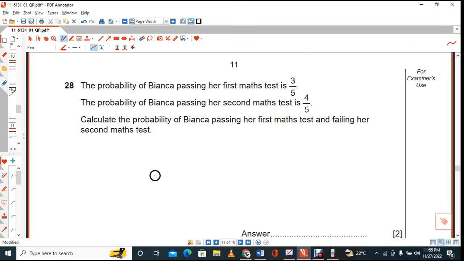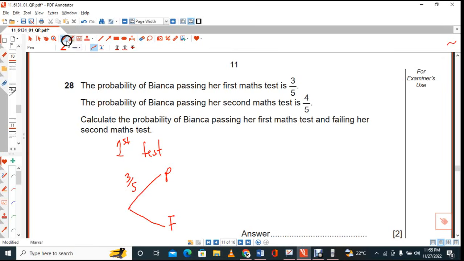Okay, and let's make that the first test. Over here, we're going to have the first test. We're going to make a tree diagram, so we're going to have pass here and fail here. The probability of her passing the first test is 3/5.